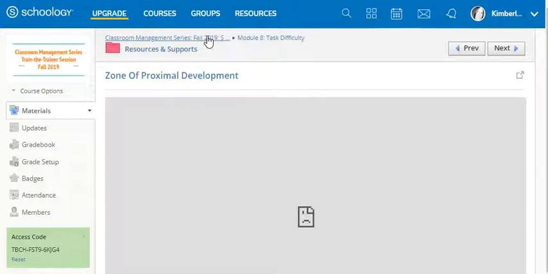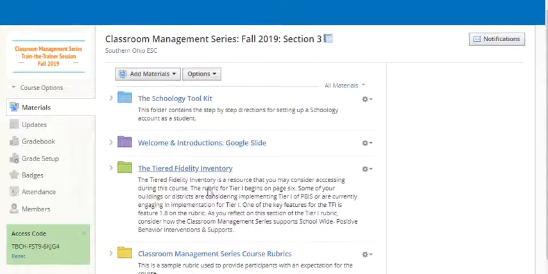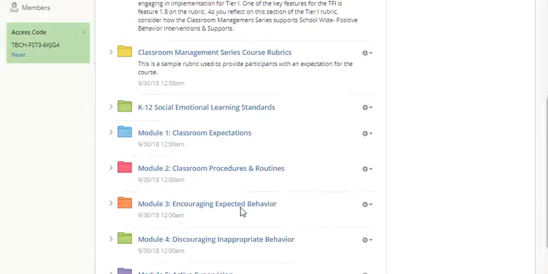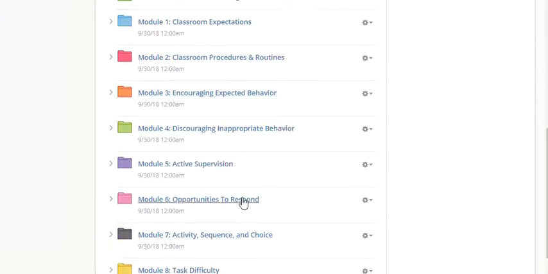And then if we go back to the courses again, the last thing we want to share, and I think it's under the module for opportunities to respond. I'll open that up for you.